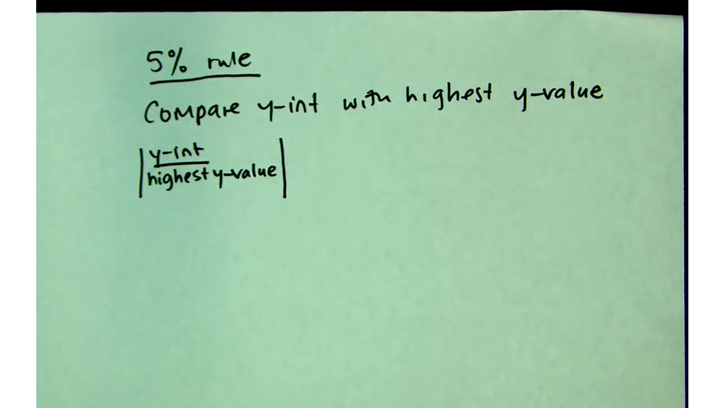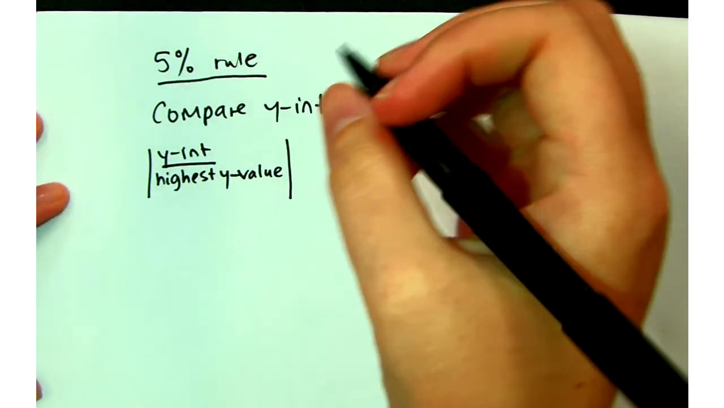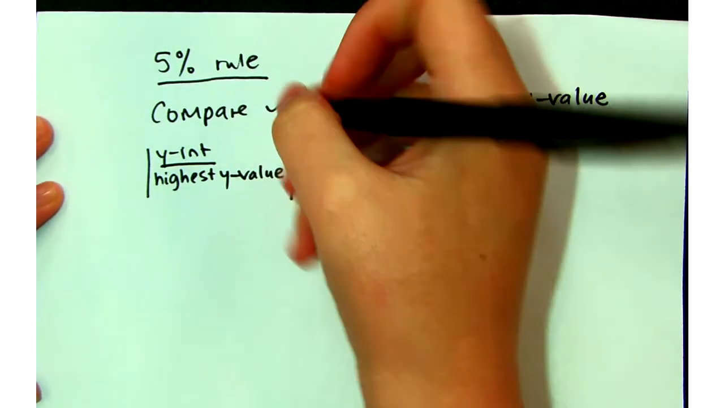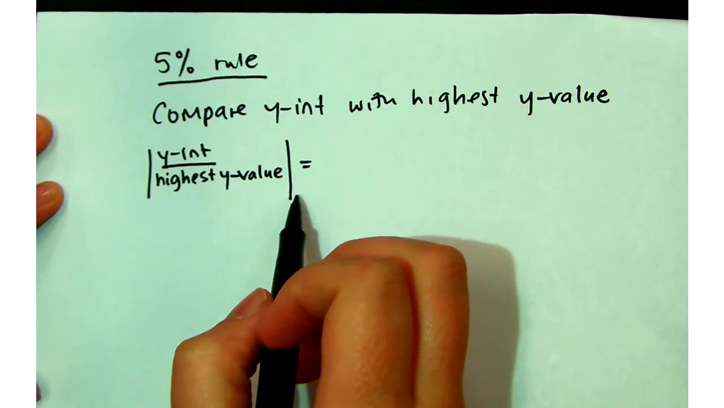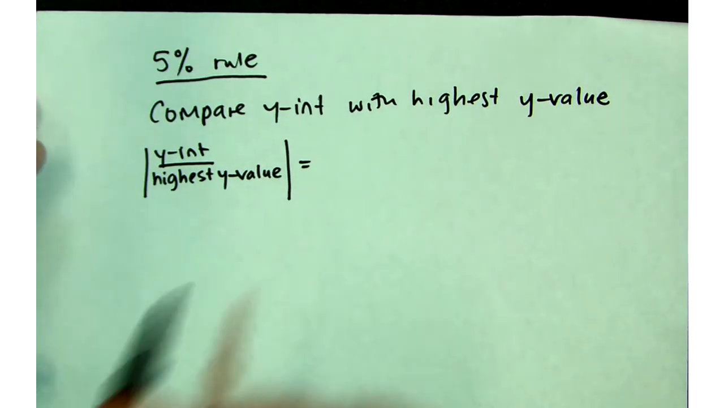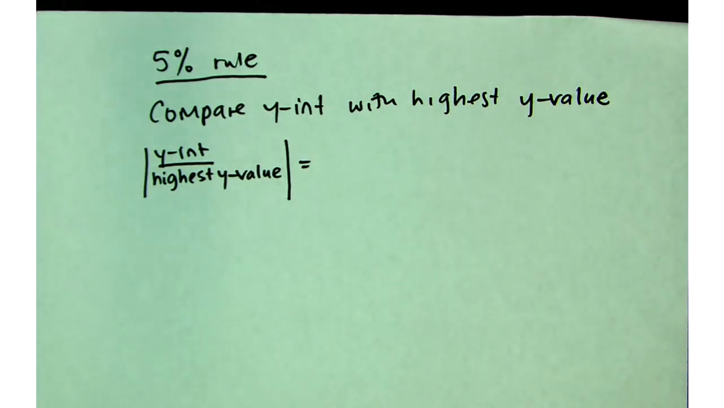All right, and I'm going to take the absolute value of this, so negative numbers don't matter, right? Because I know that, for example, negative 120 is less than 5%. But in this case, we want to look at the absolute value.